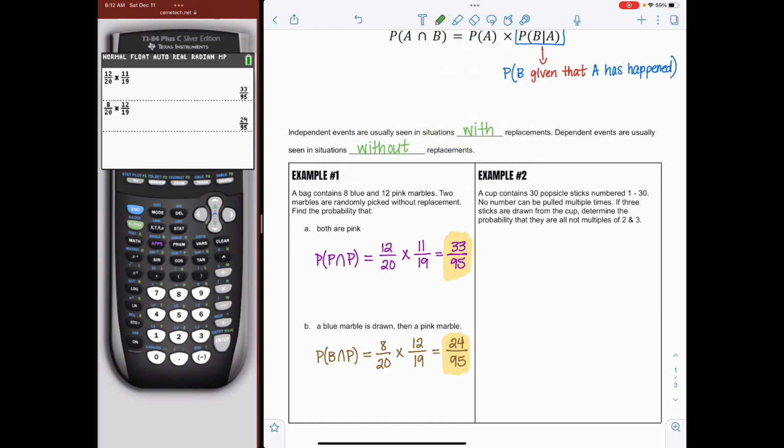All right, example number 2. A cup contains 30 popsicle sticks, numbered 1 through 30. No number can be pulled multiple times. If there are 3 sticks drawn from the cup, determine the probability that they are all not multiples of 3. So we're focused on not having multiples of 3s.